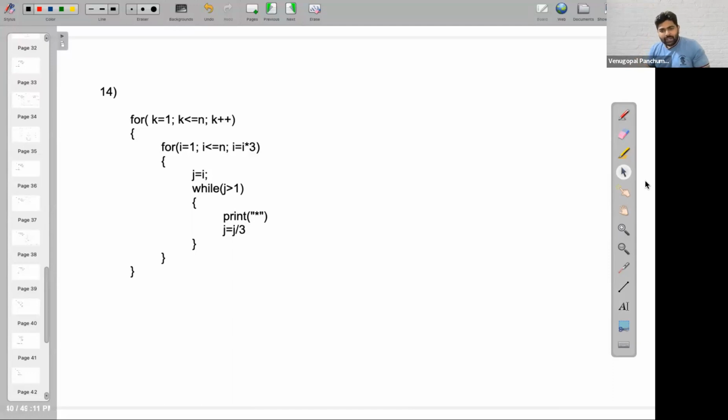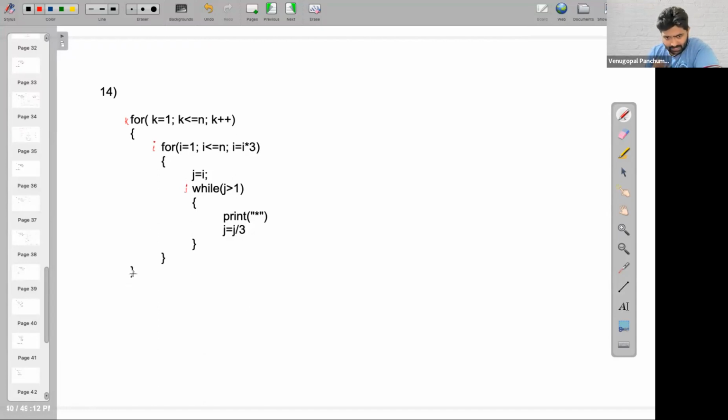I think I'm getting a couple of answers. Somebody saying n log n and somebody saying n log n. Okay, let me explain, friends. See carefully here. This is, let's say, the K loop. And this is the I loop. And this is the J loop.